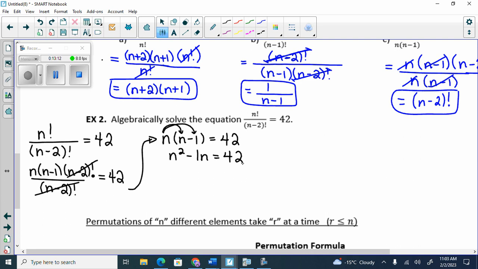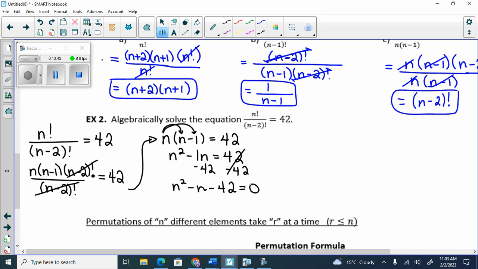Now in grade 11, we learned that if we have a squared, an x squared, an n squared, an m squared, it doesn't really matter. If we have a squared, we have to move everything to one side and set it equal to 0 every single time. If it's linear, you can isolate the variable and giver. If it's a quadratic, which this one is, when there's a squared, you have to always move everything to one side, get it equal to 0. So I'm going to have to subtract the 42. So I get n squared minus n minus 42 equals 0.